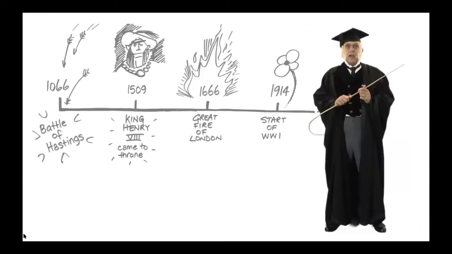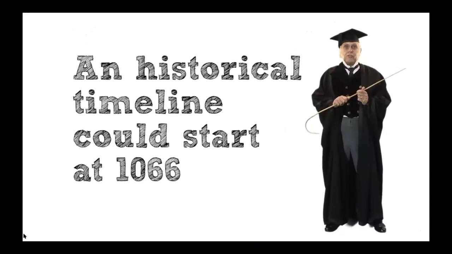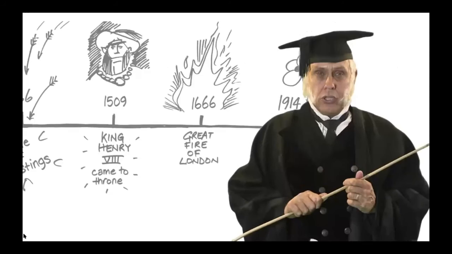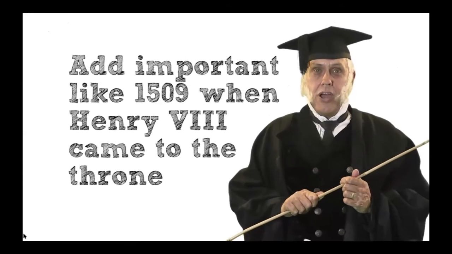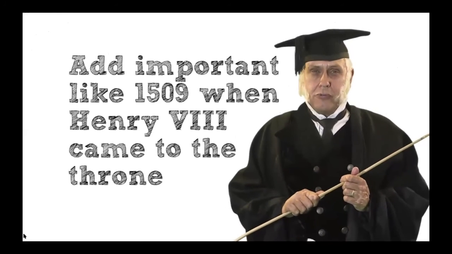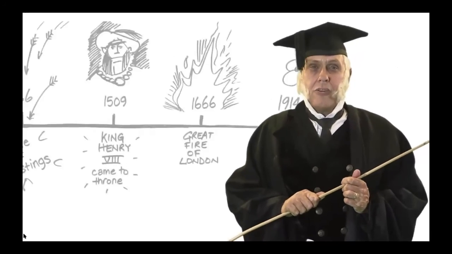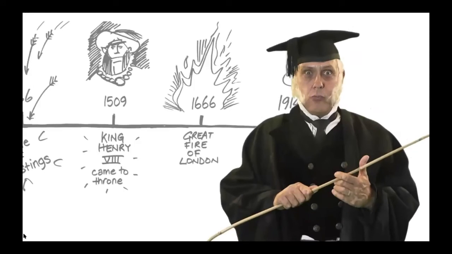You could then fill in the rest of the line with events that have happened in your life. If you were making a historical timeline, it might begin at a time in history such as 1066, the year of the Norman invasion, and go up to the present day. Along this line, you might add events such as the year Henry VIII came to the throne, which was 1509, or the Great Fire of London, which was 1666. Timelines are a really great way of helping you understand what happened and when.